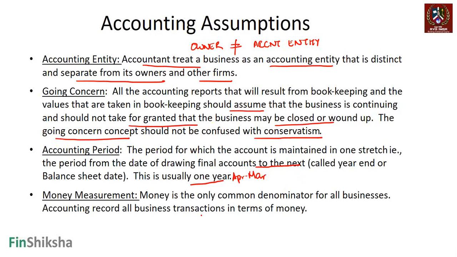Money measurement. Money is the only common denominator for all businesses. Accounting records all business transactions in terms of money. So money is the currency of our discussion everywhere. When we are looking at accounting assumptions and accounting concepts, we're going to deal only with measuring what is monetarily establishable. What has a market value is what is going to come into this, right?